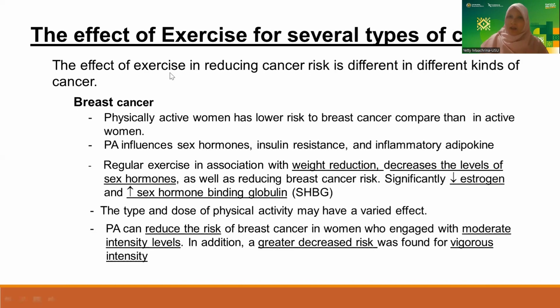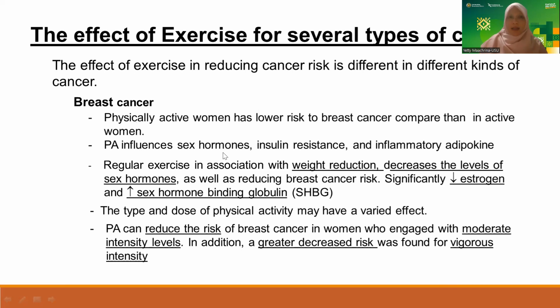And this is the effect of exercise for several types of cancer. It shows the effect of exercise in reducing cancer risk in different kinds of cancer.